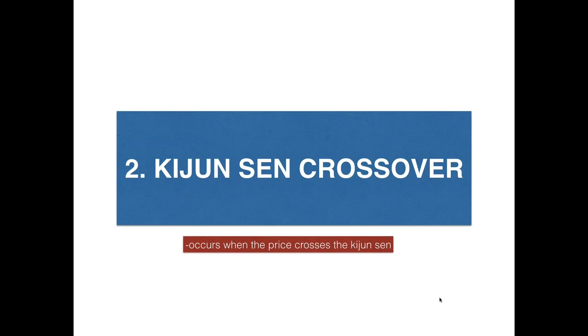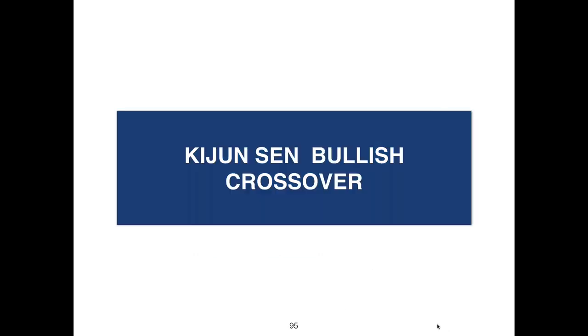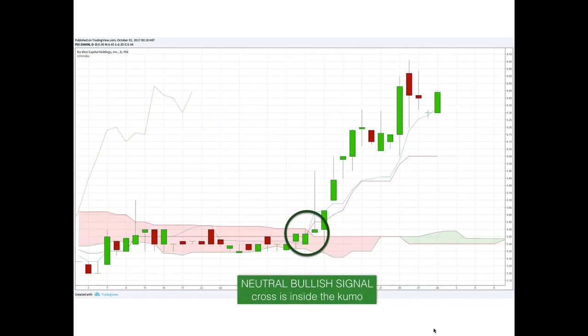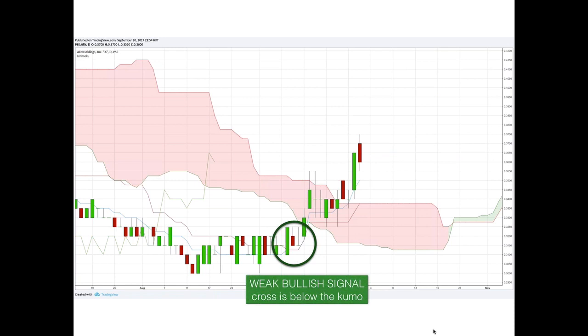Now let's talk about Kijun-sen crossovers. The Kijun-sen cross signal occurs when the price crosses the Kijun-sen line from above or below. A bullish crossover happens when the price crosses above the Kijun-sen line. So here's an example. This is a strong bullish signal. The cross happened above the Kumo. We have a neutral bullish signal because the cross is inside the Kumo. And we have a weak bullish signal because the cross is below the Kumo.